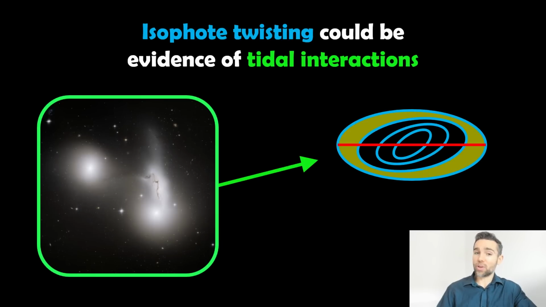Now, what might be causing that? Well, a lot of these may be interacting with other galaxies nearby, so tidal interactions and gravitational distortion, which distorts the outer parts of the galaxy. Maybe even past mergers and things like that could twist and distort the isophotes so they actually appear to be twisting.